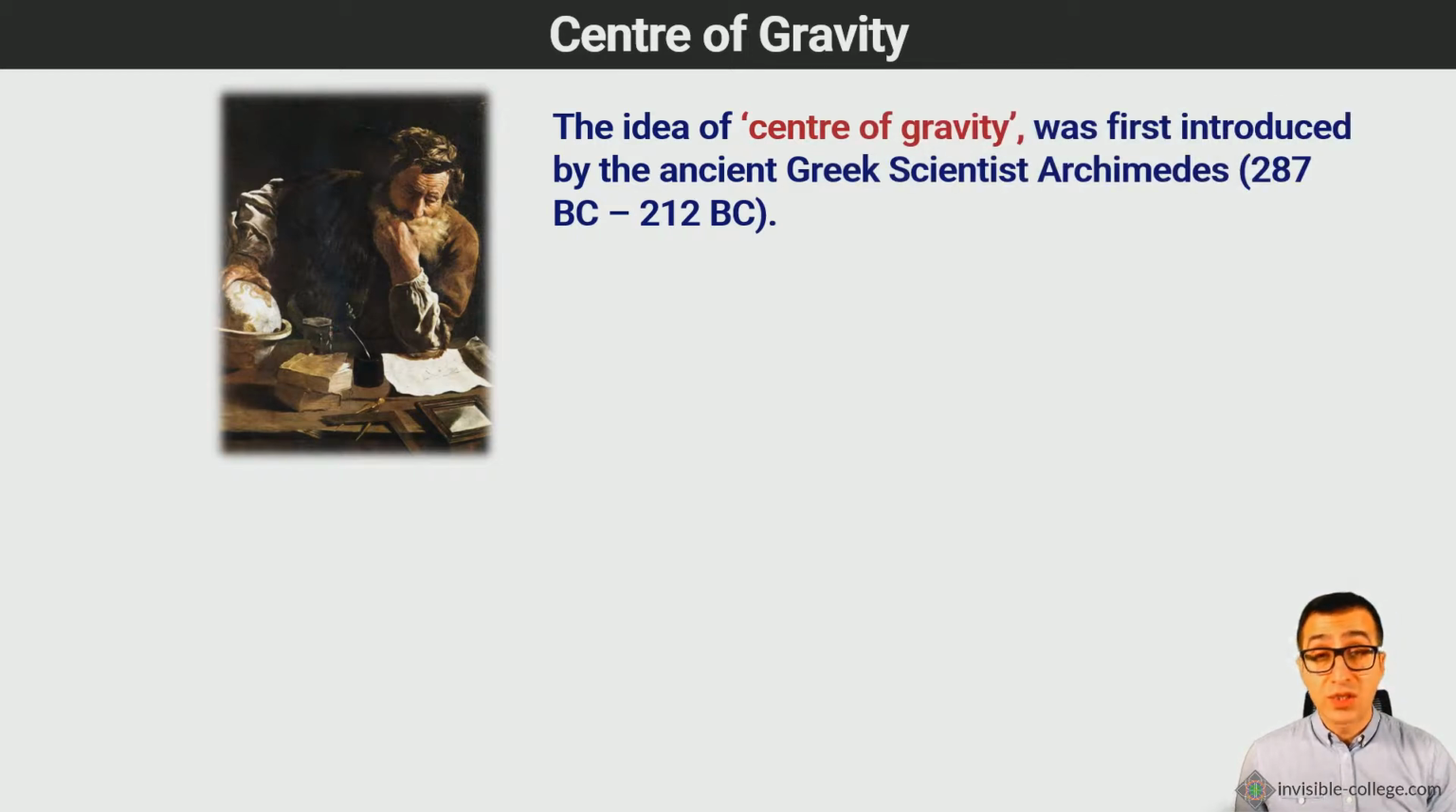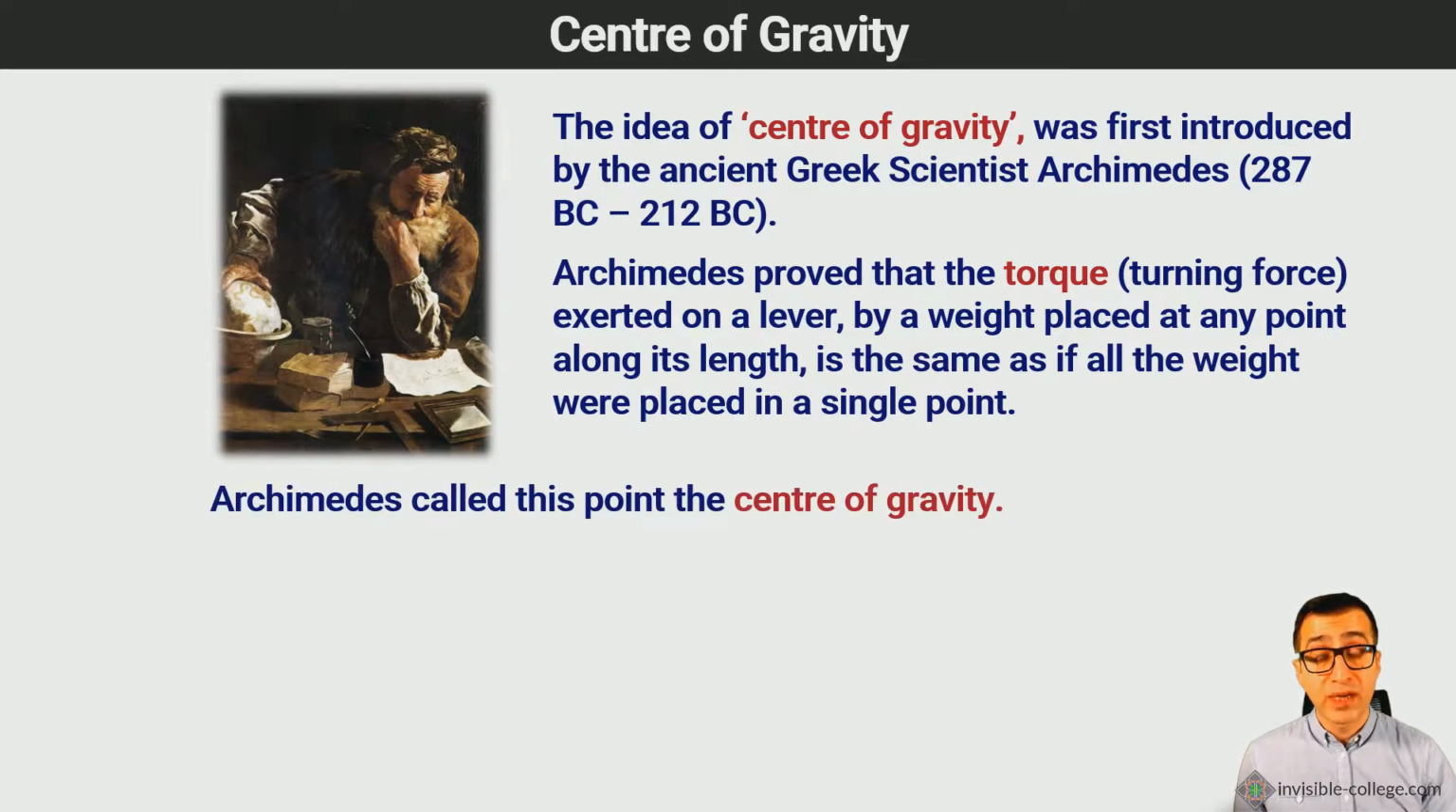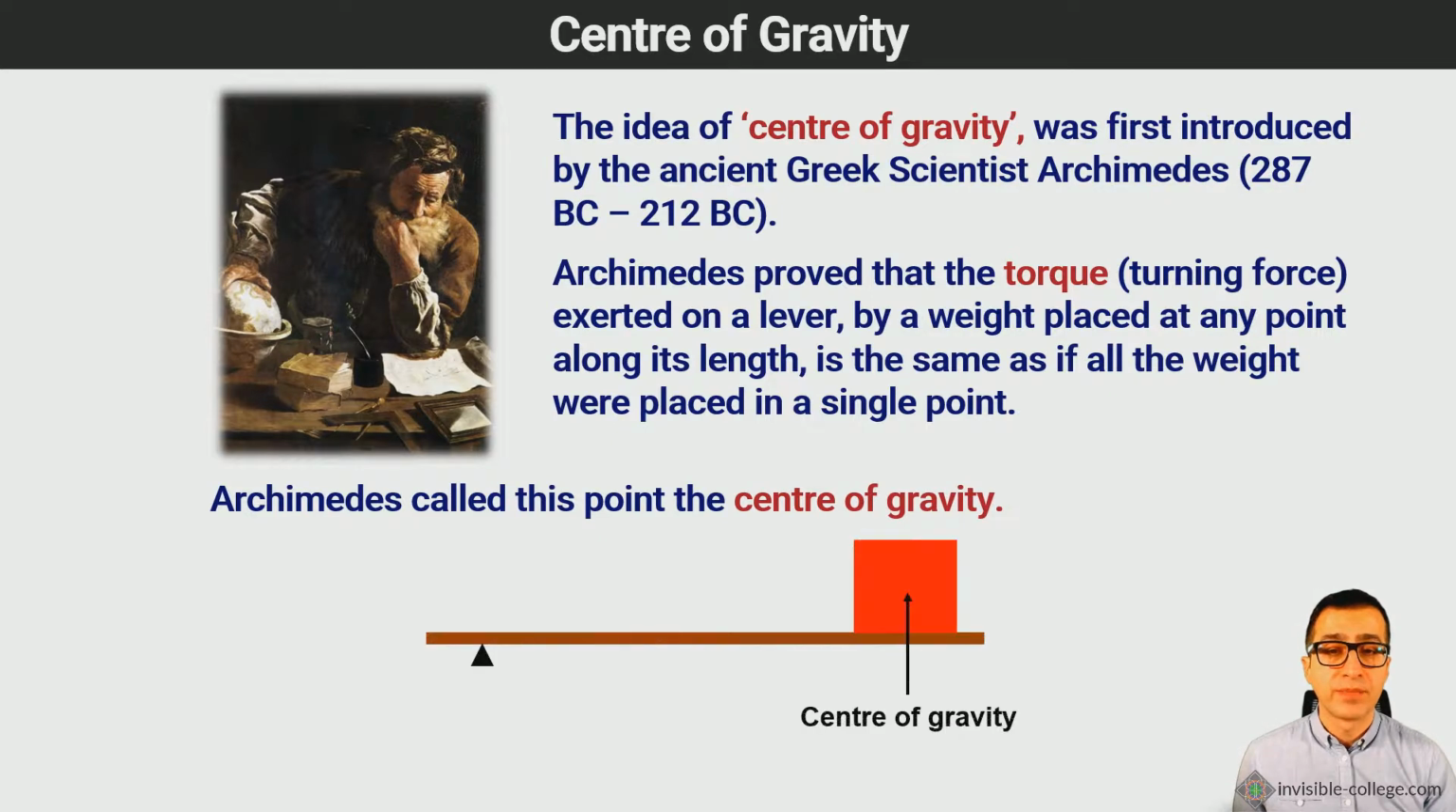Now, he proved that the turning effect of a force, or the turning force that he referred to as torque, exerted on a lever by a weight placed at any point along its length is the same as if all the weight were placed in a single point. He called this point the centre of gravity because he was referring to the point at which the weight appears to act on that object.